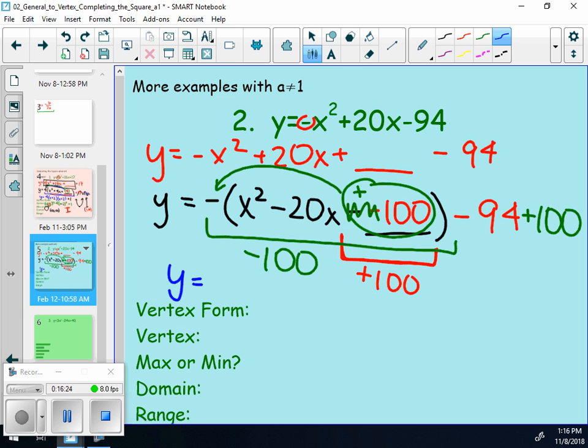Did you have a question, Ryan? I'm just still confused on, like, because if you do the half and square thing with the negative 20, then you get negative, or you get positive 100. Yes. But then, so then wouldn't it be minus a positive 100?